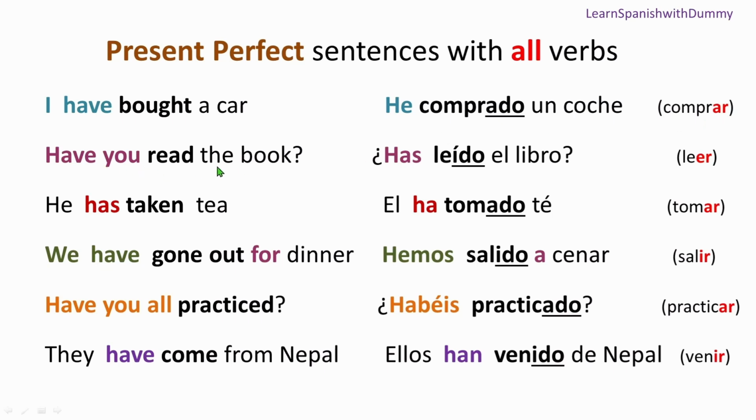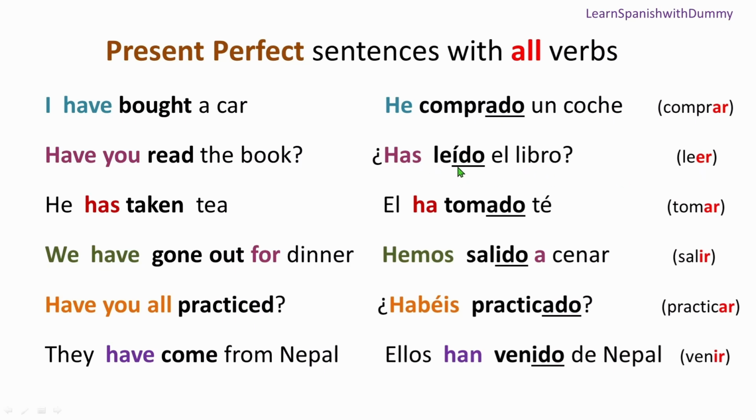I want to say have you read the book? Then has leído el libro. Has, have you, leído, read, el libro. So this form, how do we make it? Leer, replace er with ido because it's an er ending verb, right? Leído. Has leído el libro.